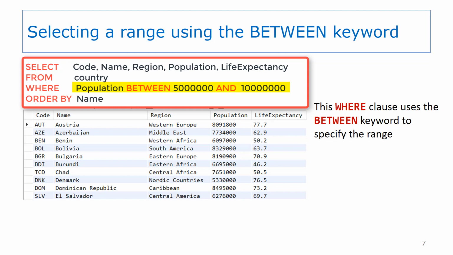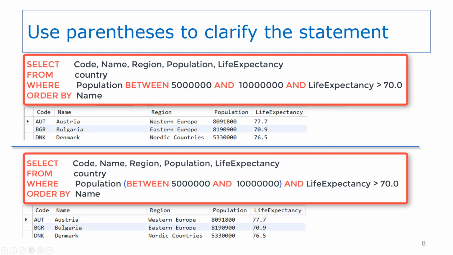You need to be sure that you put the lower value first on the left side of the and. The values specified in a between clause are inclusive. In this example, that means that we are including for a population of 5 million or greater within a range of 10 million or less. In other words, between operates like an AND clause where you use greater or equal and less or equal comparison operators.